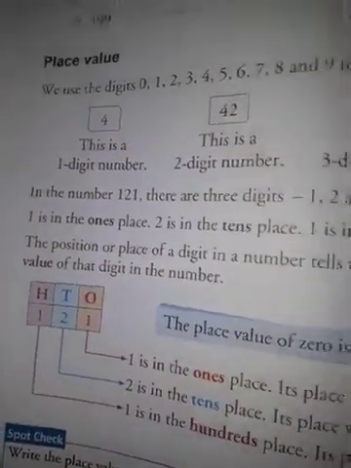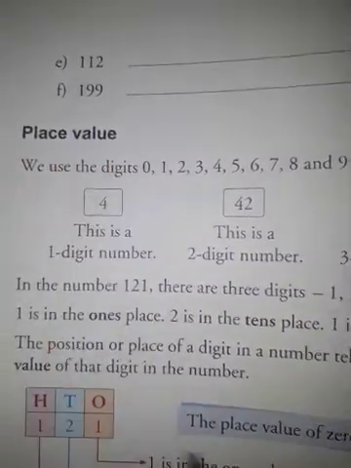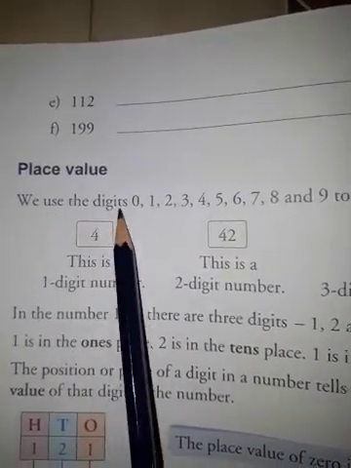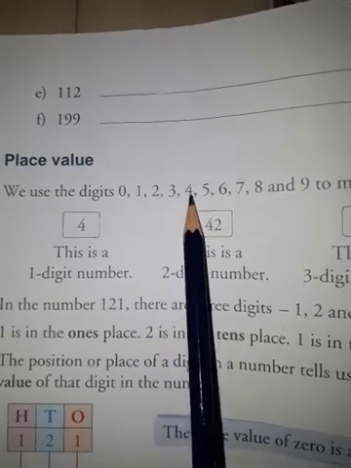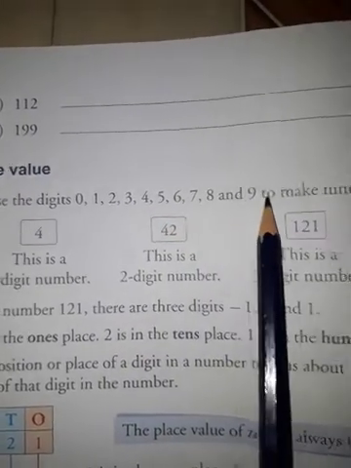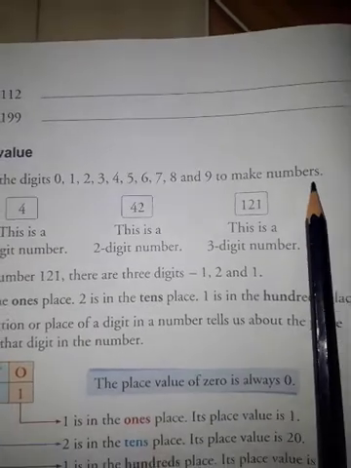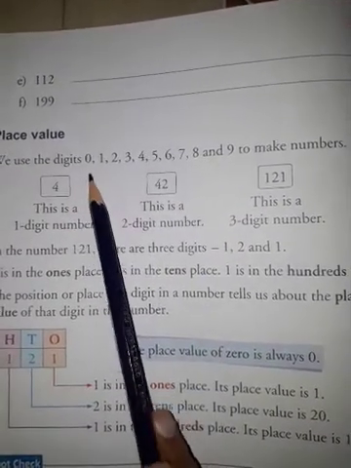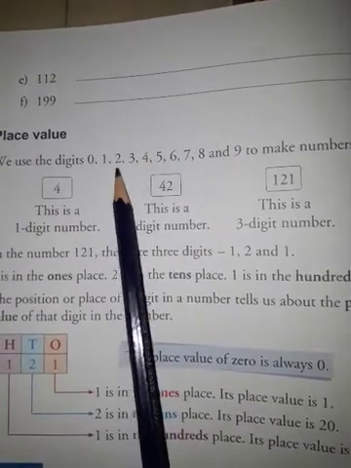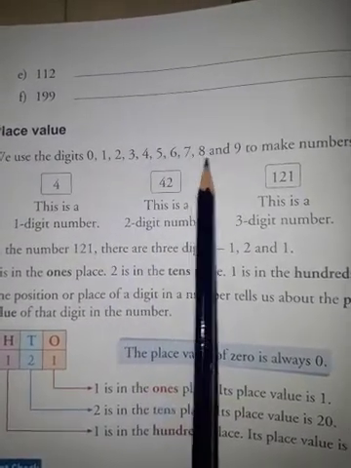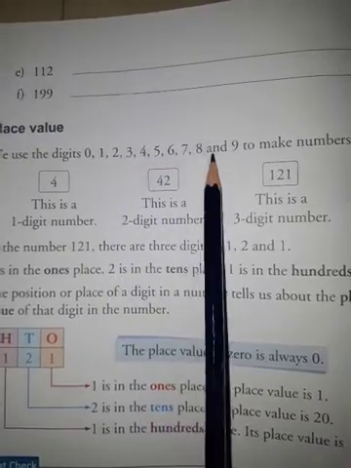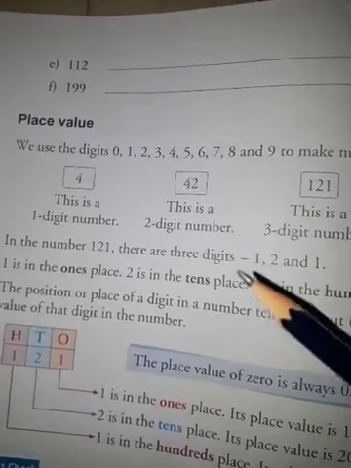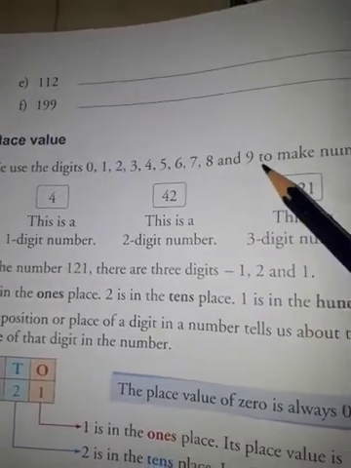So next topic is place value. Let us start reading. We use the digits 0, 1, 2, 3, 4, 5, 6, 7, 8 and 9 to make numbers. So you can observe this. Any number you can find from these 10 digits, 0, 1, 2, 3, 4, 5, 6, 7, 8 and 9. So all numbers are made with the help of these 10 digits.